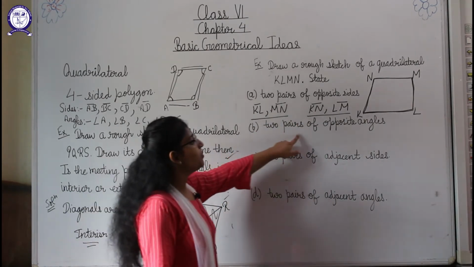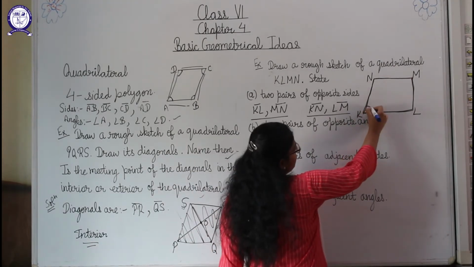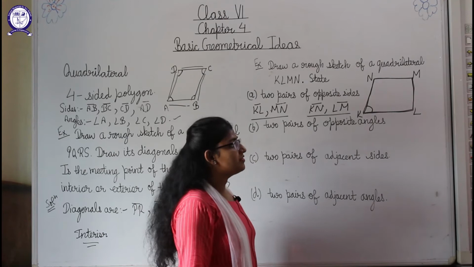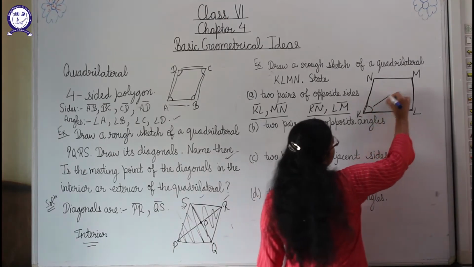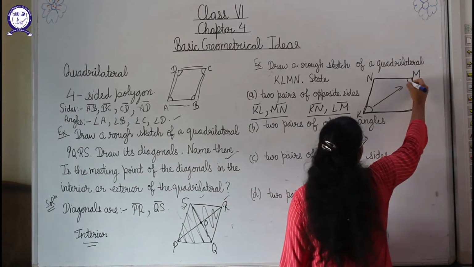Now in B part, two pairs of opposite angles. What are opposite angles? Here this is angle K, and what will be its opposite angle? Its opposite angle will be like this. So here M is the opposite angle.